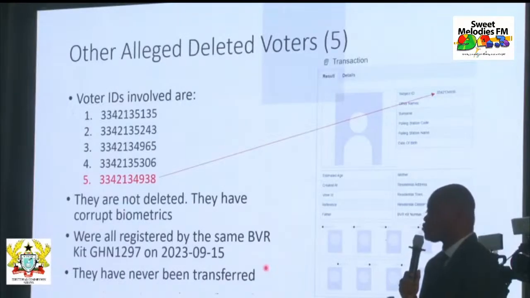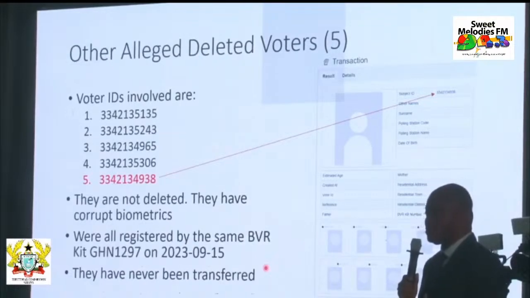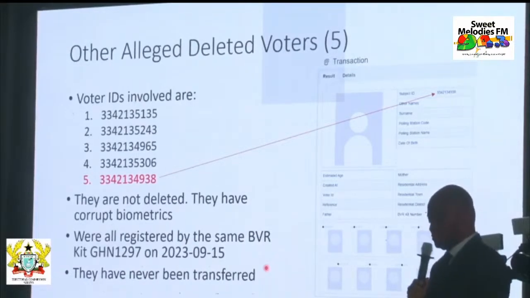Fortunately, we had some of their telephone numbers, so we could call them and ask them to come for inclusion. This is because their biometrics were corrupt. It's not that they've been deleted. It's a biometric register. If you don't have biometrics, you cannot be on it. So nobody has deleted anybody.